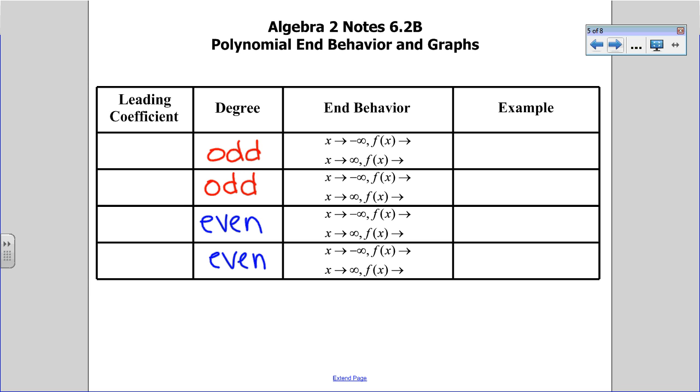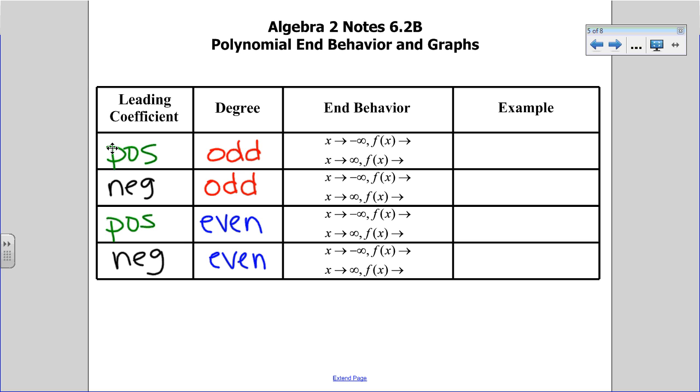We can have either a positive leading coefficient, or we can have a negative leading coefficient. All right? And what's pretty cool about positive and negative leading coefficients, they have the same effect on your function. So the positives are going to affect even and odd functions the same way. Negatives are going to affect even and odd functions the same way. So are we okay with this part of the table, guys?